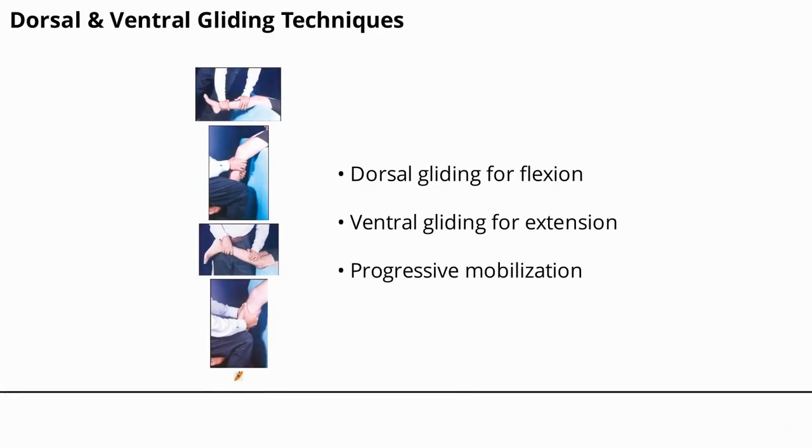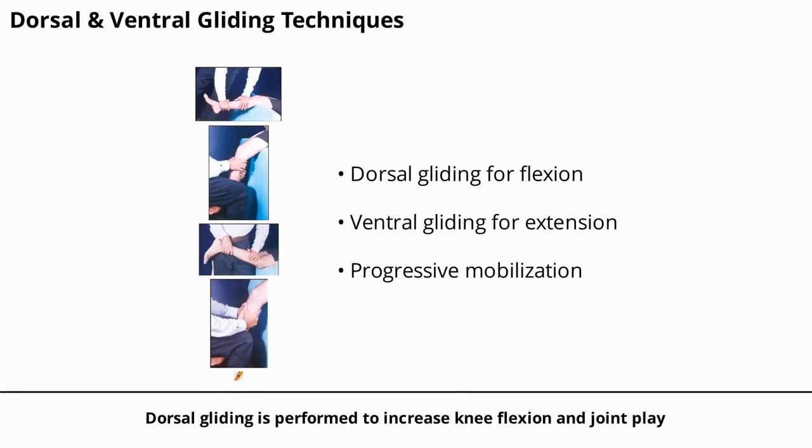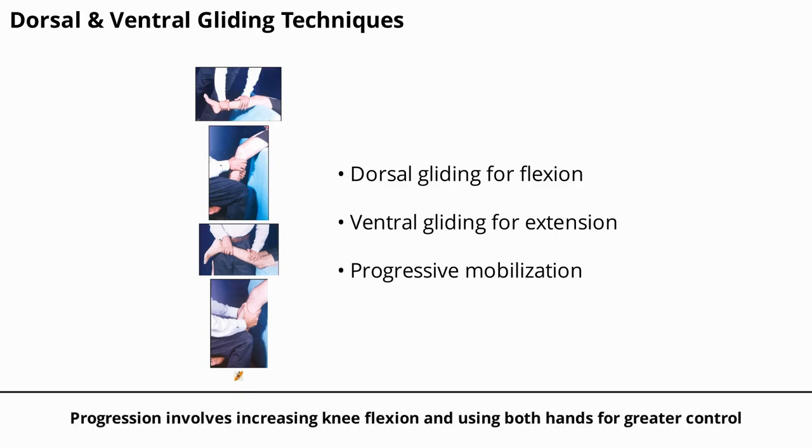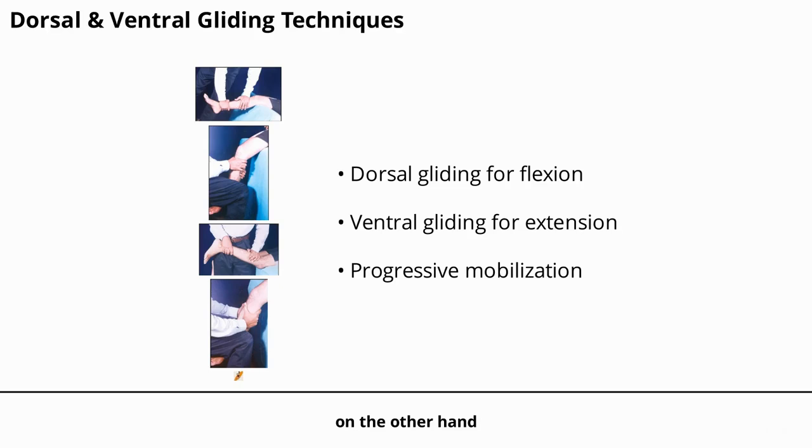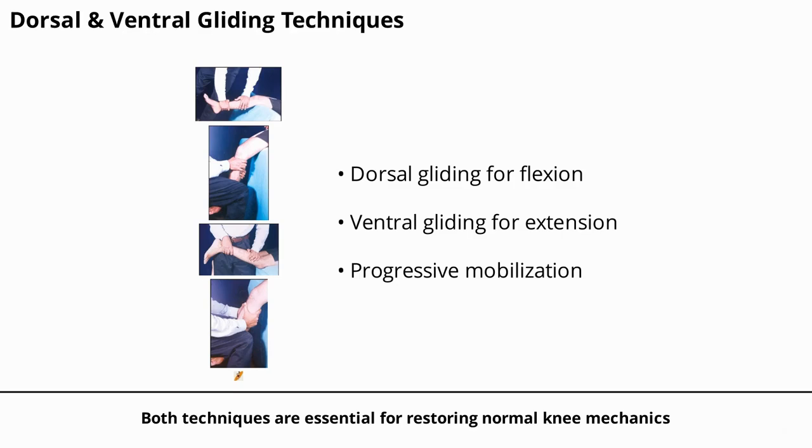Dorsal gliding is performed to increase knee flexion and joint play. The patient sits with the leg hanging, and the therapist applies a dorsal force to the tibia. Progression involves increasing knee flexion and using both hands for greater control. Ventral gliding, on the other hand, is used to improve knee extension. The patient lies prone or sits with legs hanging, and the therapist applies a ventral force to the tibia. Both techniques are essential for restoring normal knee mechanics.